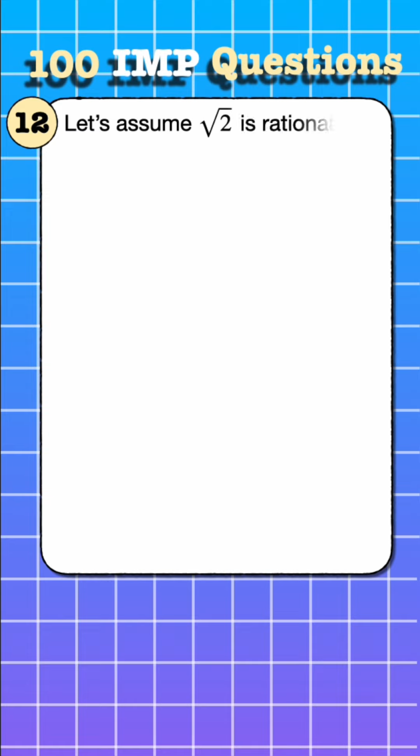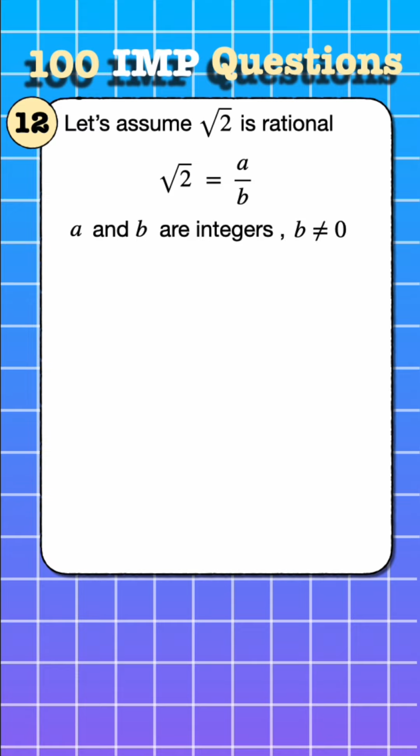So first of all, we will assume that root 2 is rational. So we can write it as root 2 is equal to a upon b, where a and b are integers and b is not equal to 0. And one more thing, a and b are co-prime numbers. So co-prime means they don't have any common factor except 1.